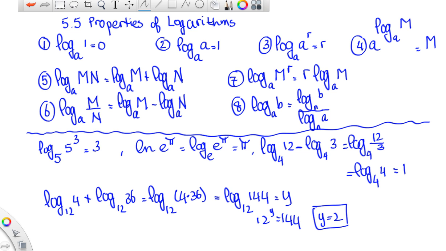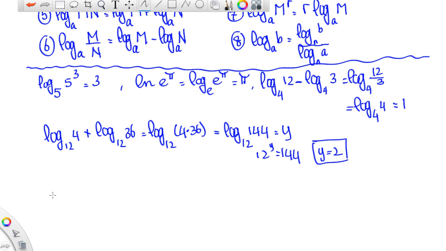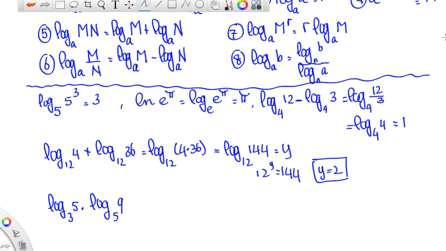Okay, let's come up with another one. So here's another one. The log 3 of 5 times the log 5 of 9. Okay, this one initially you may not think much of. So this isn't related to this multiplication here. I know it says a multiplication, but we're not multiplying the 5 and the 9, we're multiplying 2 logs.